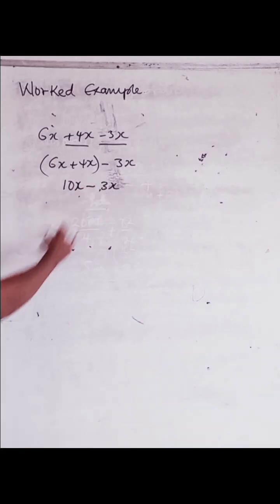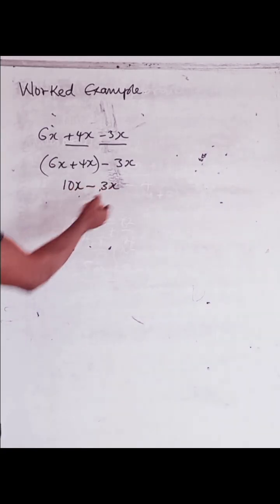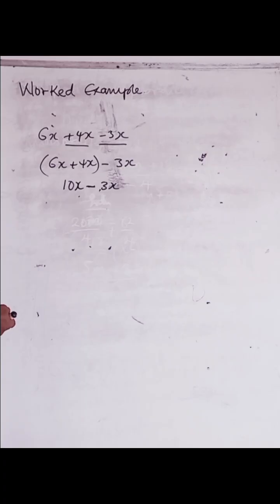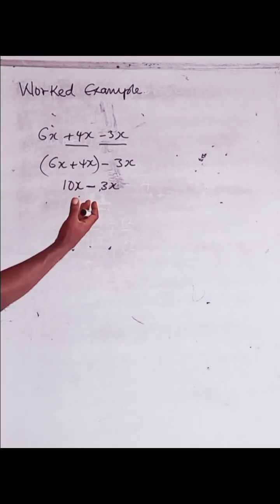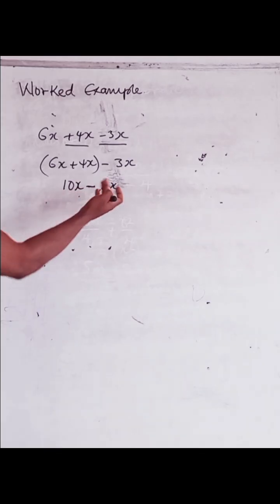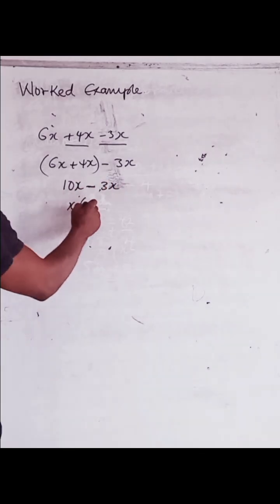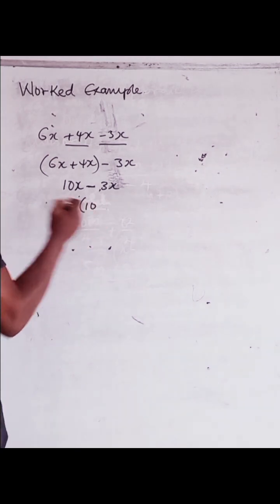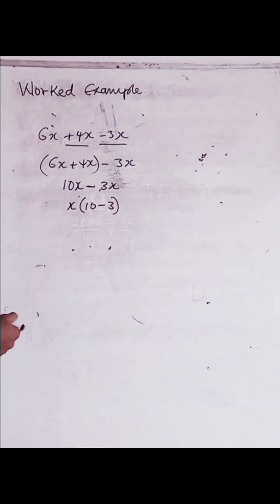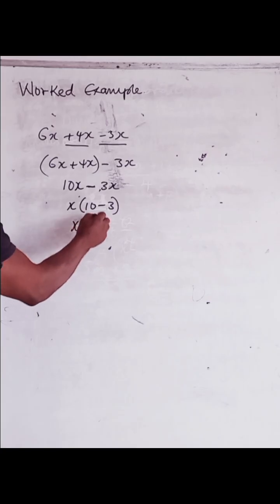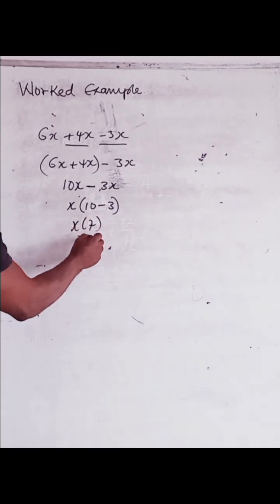So the terms are similar, 10x, 3x. But we now have a negative sign here. That means we are subtracting 3x from 10x. Once again, what are we going to do? Let's take common variable x, and then we subtract 3 from 10. So the expression becomes x multiplied by 7, which is the same thing as 7x.